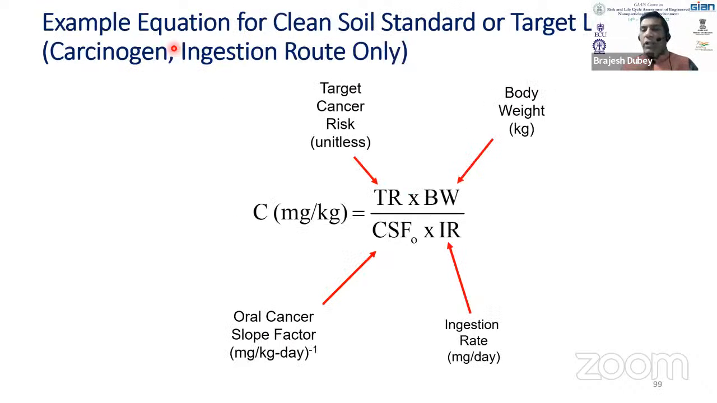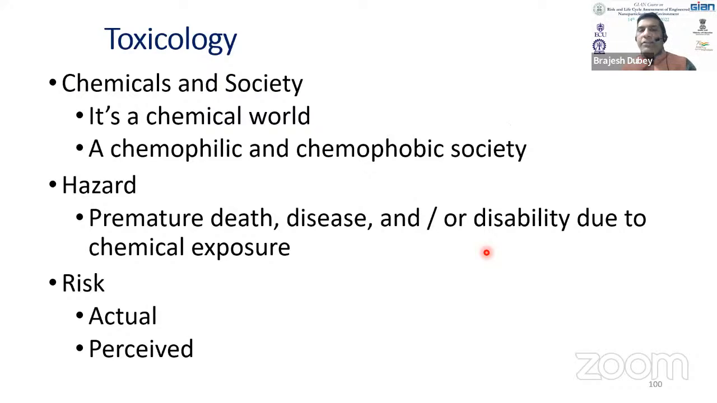For soil standard or even compost standards and all that, again, target cancer risk, 1 in a million, body weight, oral cancer slope factor, and ingestion rate. Now, this ingestion route is, say, if you have a contaminated soil, you touch that soil and you put that hand in your mouth. So that's your ingestion rate. We calculate that. There is a way experiments can be designed to do that. And we estimate that particular ingestion rate, and then we use that value in this particular equation. So that's some basics on toxicity.